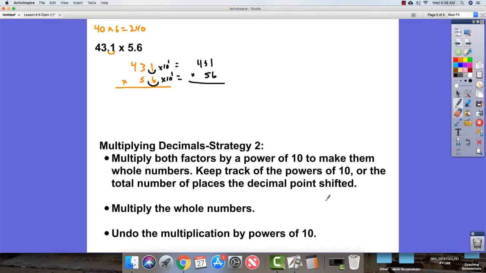And now my second step is to multiply the whole numbers. I'm going to use that purple for that. So I'm going to do 431 times 56. 6 times 1 is 6. 6 times 3 is 18. 6 times 4 is 24.